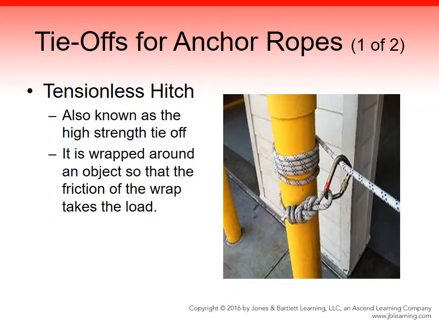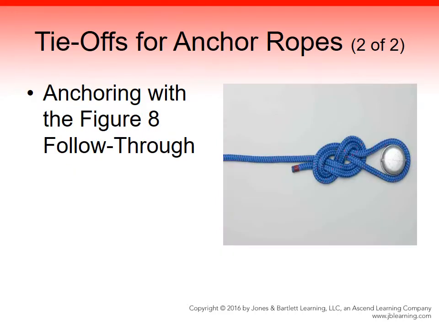The tensionless hitch, also known as the high-strength tie-off, is wrapped around an object so that the friction of the wrap takes a load. Another example of the mainline rope used directly to the anchor point is anchoring with a figure 8 follow-through. This has less flexibility for making changes than the tensionless hitch and may result in greater stress on the knot.